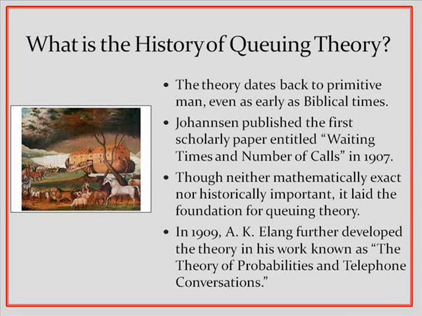Now let's discuss queuing theory history. The theory dates back to primitive man, even as early as biblical times. Johansen published the first scholarly paper entitled Waiting Times and Number of Calls in 1907. Though neither mathematically exact nor historically important, it laid the foundation for queuing theory. In 1909, A.K. Ealing further developed the theory in his work known as the Theory of Probabilities and Telephone Conversations.